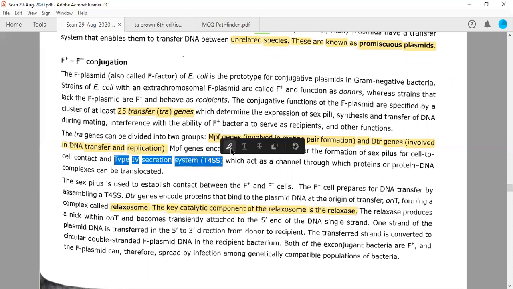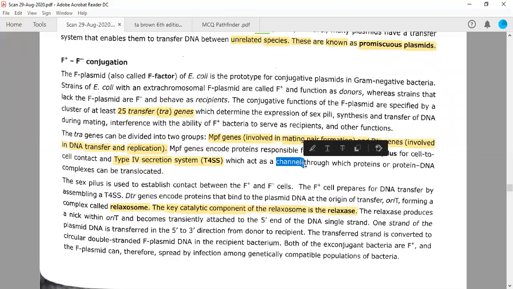So sometimes this is also called type 4 secretion system, which is actually a channel or the cytoplasmic bridge through which the proteins and protein-DNA complexes are being translocated from one bacterial cell, the donor, to some recipient cell, right? The second is DTR genes.